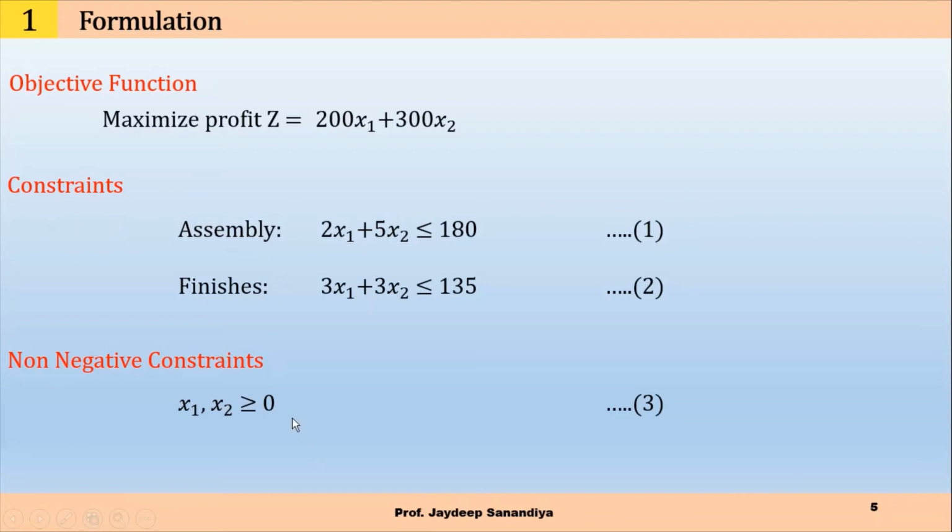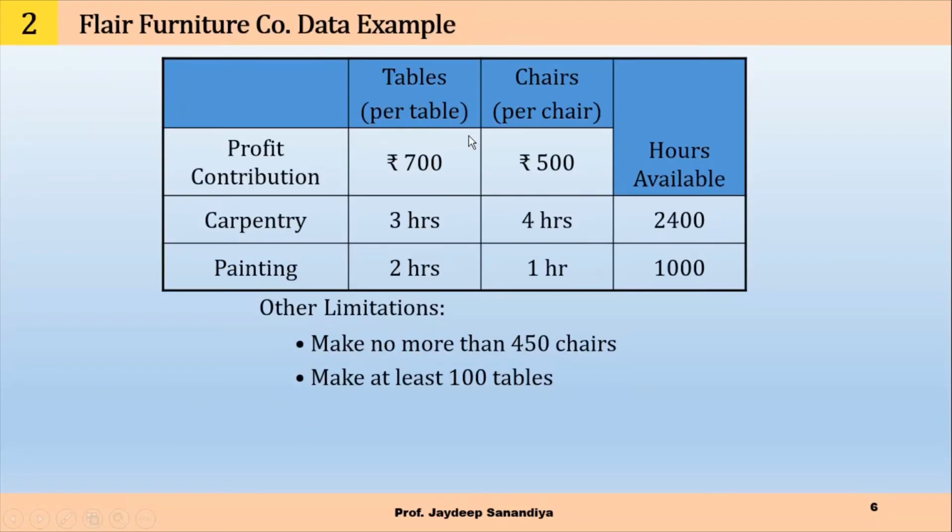Okay, so let's take the next example. This example is in table form already, so no need to convert it into tabular form. Let's understand the problem. A Flair furniture company produces tables and chairs. Profit per table is 700 and profit per chair is 500. To make a table, it requires 3 hours of carpentry and 2 hours of painting. Similar way, to produce 1 unit of chair, it requires 4 hours of carpentry and 1 hour of painting.